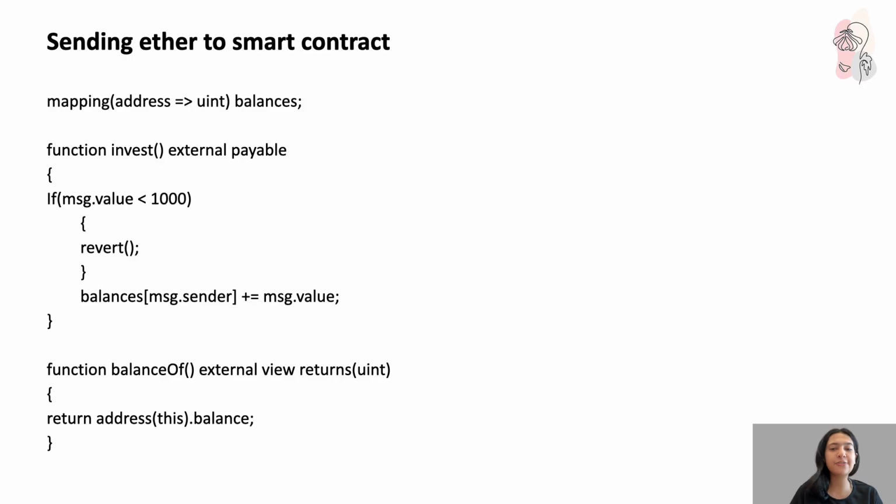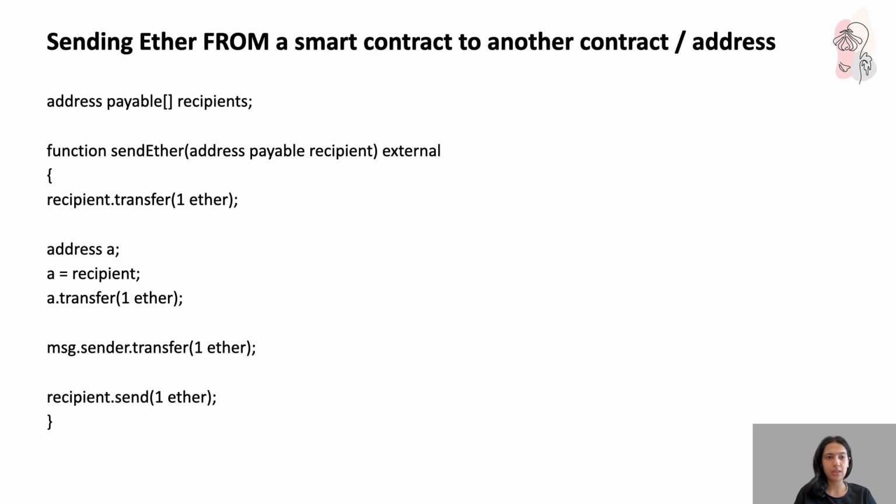Makes sense? The next function, balanceOf. This function simply returns the total balance held by the contract itself. It gives the Ether balance of the smart contract's address on your blockchain.